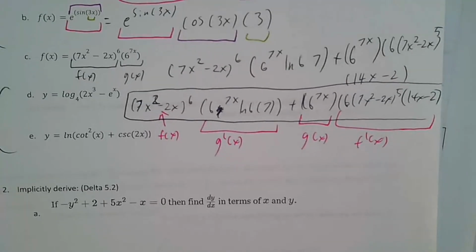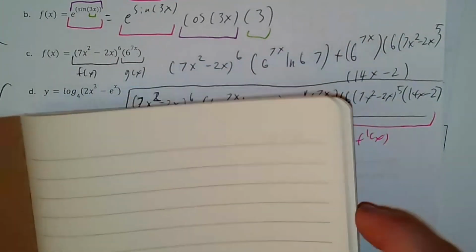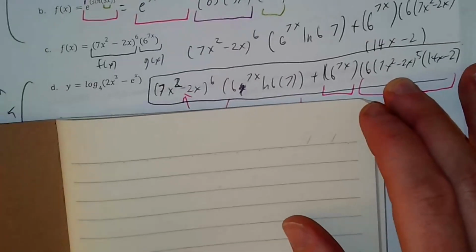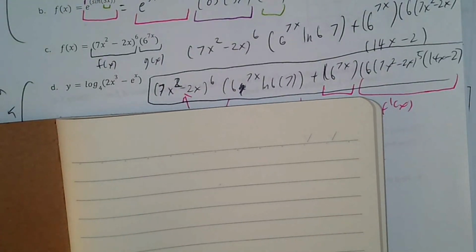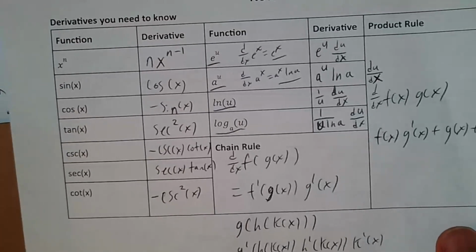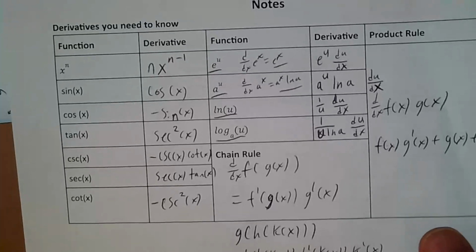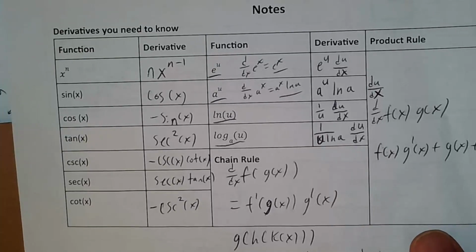Moving on, the logs. I do need separate paper for this one. So log base 4 of 2x to the third minus e to the x. This is using the log rule. Log base a of u is 1 over u ln a times the derivative.